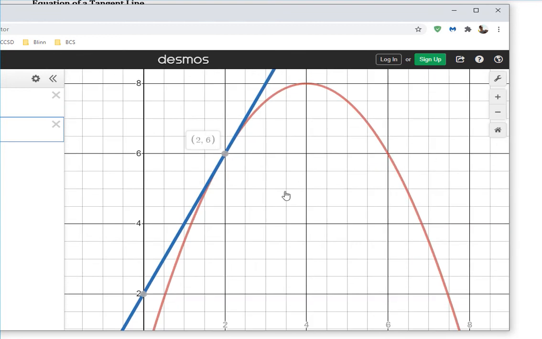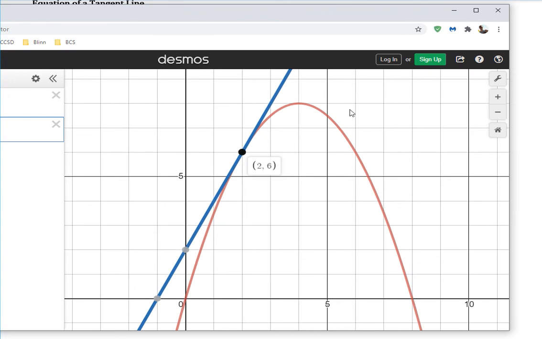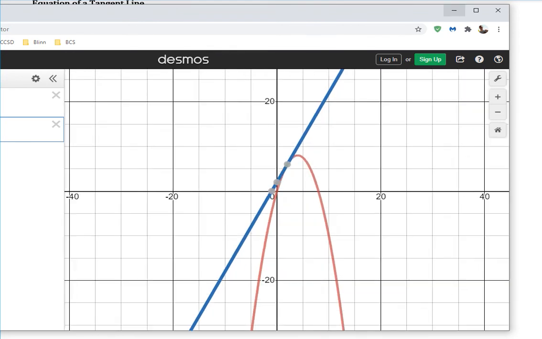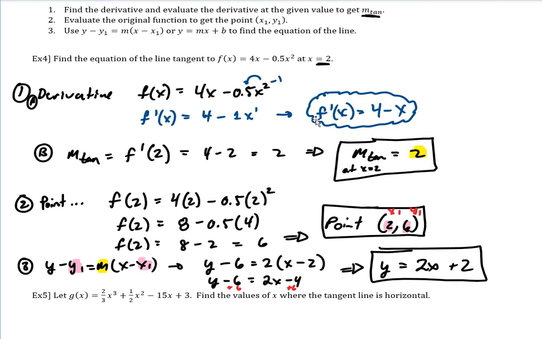So you can quickly graph to verify that it is the equation. They should both only go through that one point. So the blue curve and the red curve, that's the only shared point that they have right now. And there it is. So that was just a quick visual.